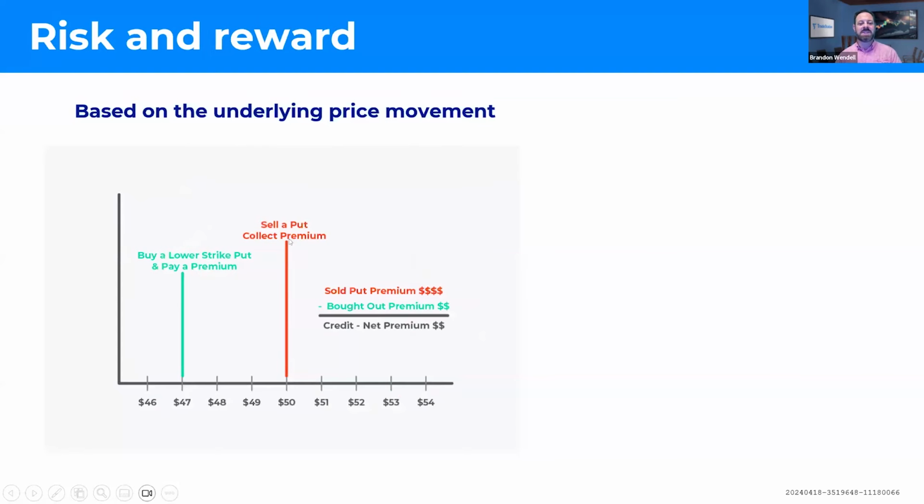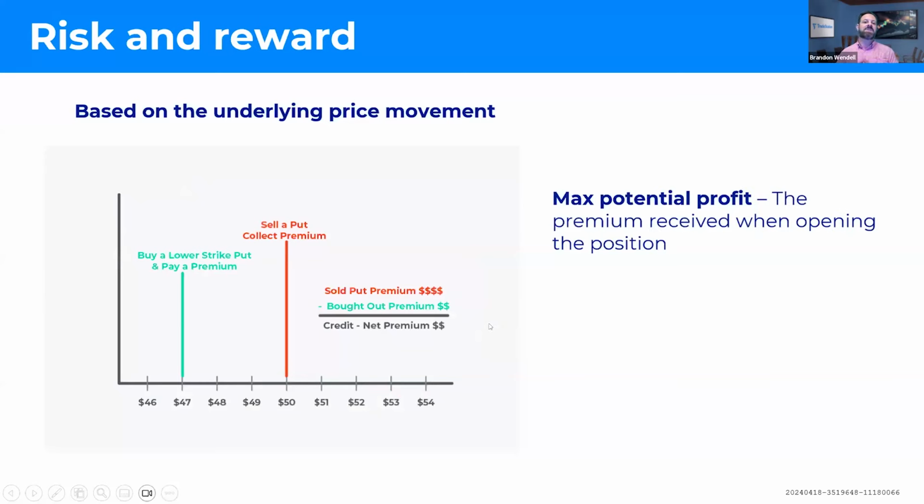So again, we're going to sell a put, collect premium. We're buying a lower strike put, which should have a lower premium attached because it's further out of the money, which means it's less likely to be exercised or used. So you pay less for it. And overall, you come out with a net premium or a credit that will be your profit.